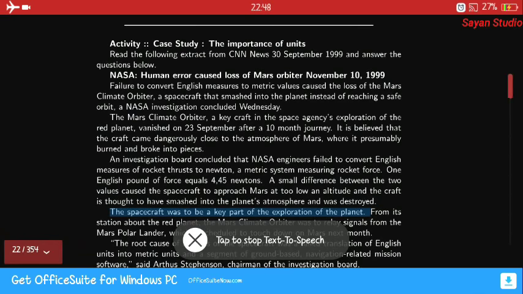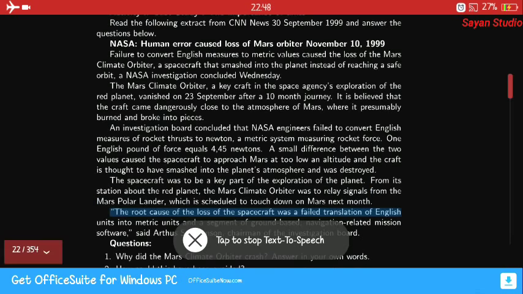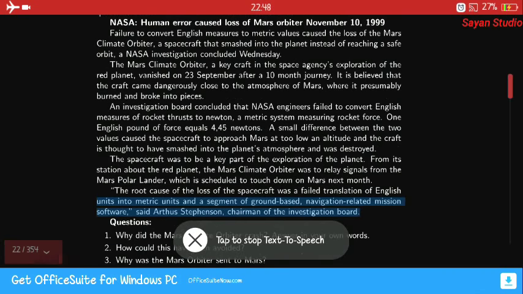The spacecraft was to be a key part of the exploration of the planet. From its station above the Red Planet, the Mars Climate Orbiter was to relay signals from the Mars Polar Lander, which is scheduled to touch down on Mars next month. The root cause of the loss of the spacecraft was a failed translation of English units into metric units in a segment of ground-based, navigation-related mission software, said Arthur Stevenson, chairman of the investigation board.